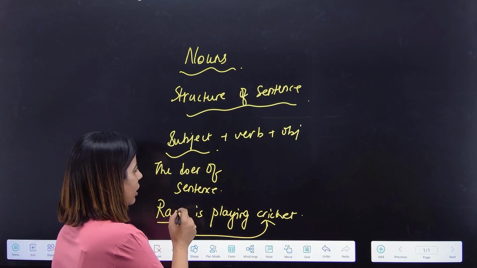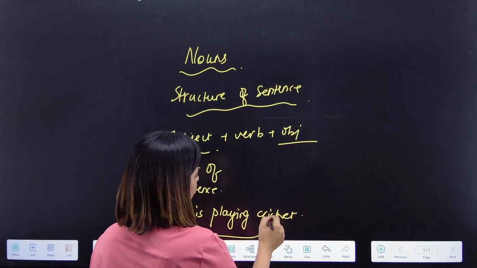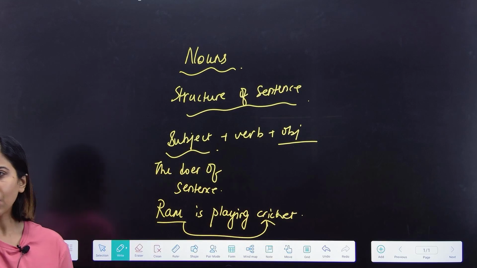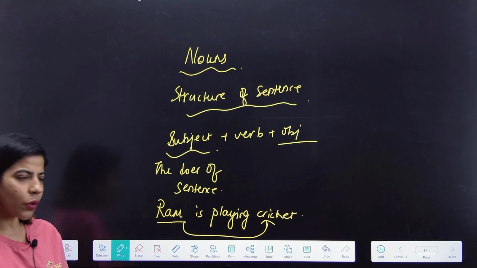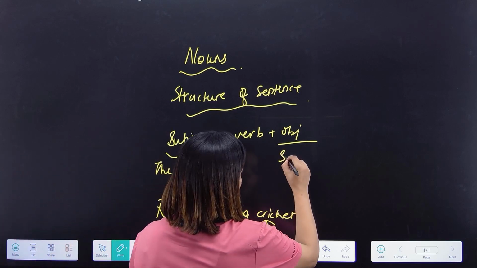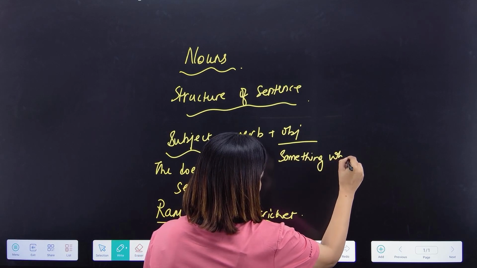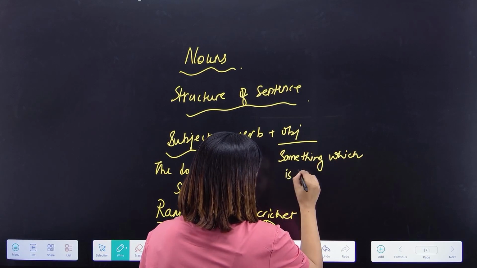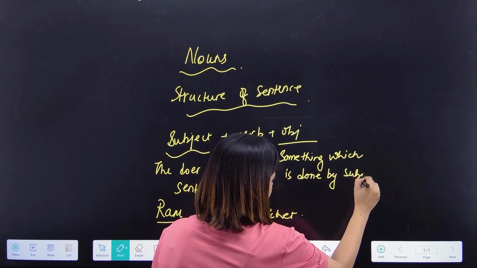So the thing which is supposed to be done by the subject is called object. Here the object would be cricket. Because Ram is supposed to be doing what? Ram is supposed to be playing cricket. Object is something which is done by subject.